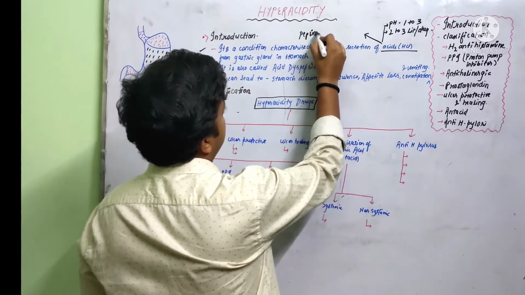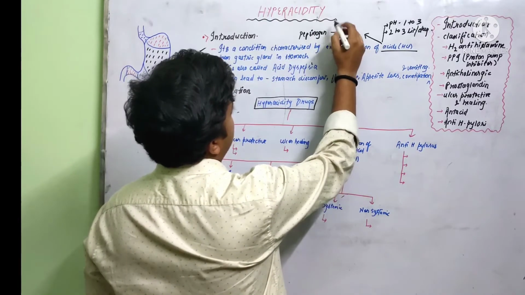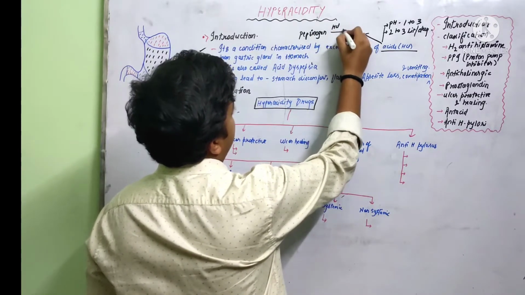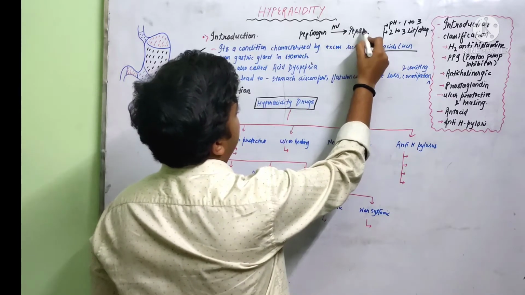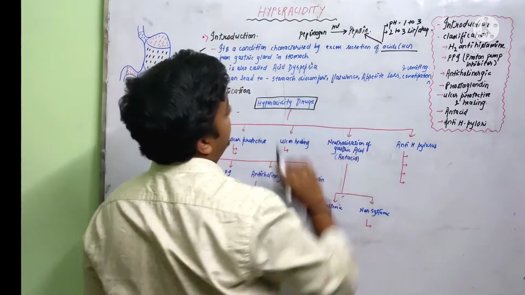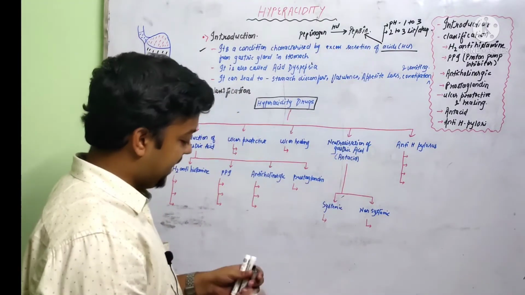So let's write it down. This is the pepsinogen enzyme. Okay. And in the presence of HCl, that is, the HCl activates it to convert into pepsin. Okay. And guys, this pepsin helps to break down the proteins. Okay. That becomes the purpose of the acid.